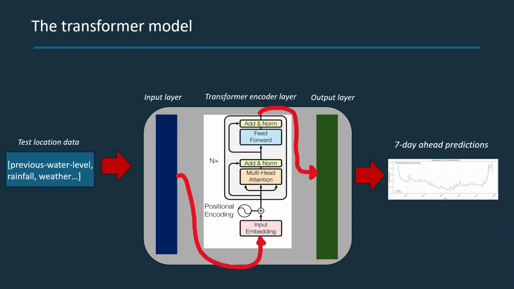We trained the model on data from selected locations and then tested on data from other unseen locations. In the figure here, you can see the inputs to the model are a set of historical water level data and weather data, pre-processed in a time-lagged fashion using a windowing mechanism. And this data is the input to the trained model shown here, which consists of an input layer, a transformer encoder layer, and an output layer. This output layer predicts 7 days into the future.